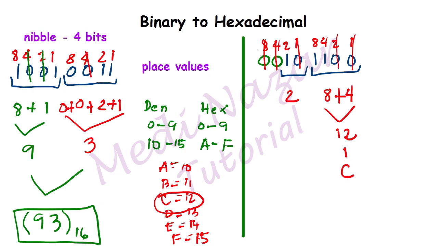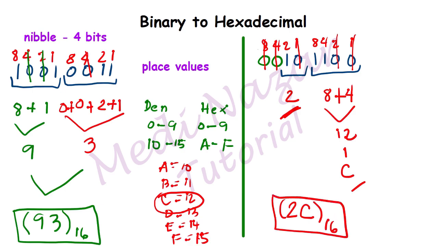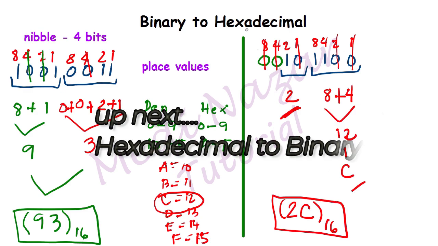So this is C. We will just concatenate these 2 and C together and then use the notation base 16. And this is the hex equivalent of 101100. So that's it. In the next video, I will show you how to convert hexadecimal to binary numbers.